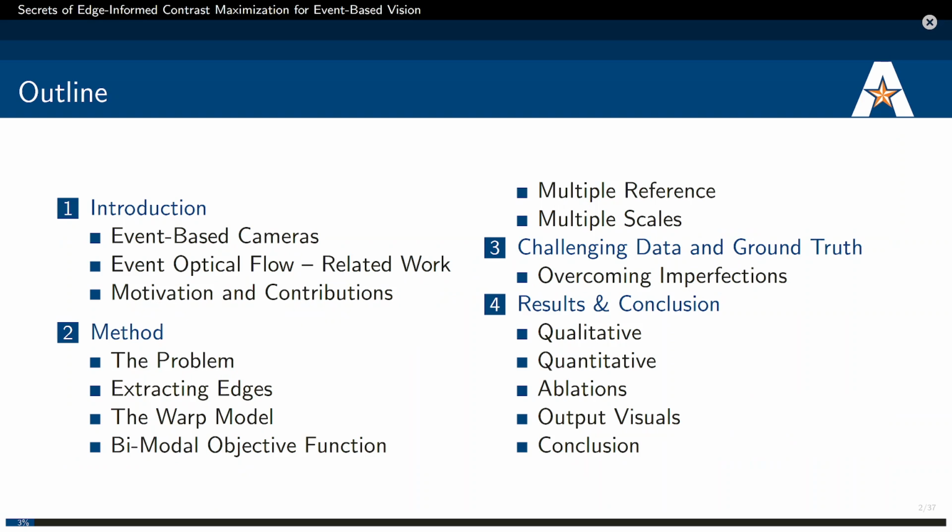Here is an outline of today's presentation. In the introduction section, we will briefly introduce event-based cameras, event optical flow, and our motivation and contributions. In the method section, we'll go over the details of our problem setting and our solutions. Next, we'll acknowledge the challenges that come with real-world datasets, and finally, present our results and conclusion.